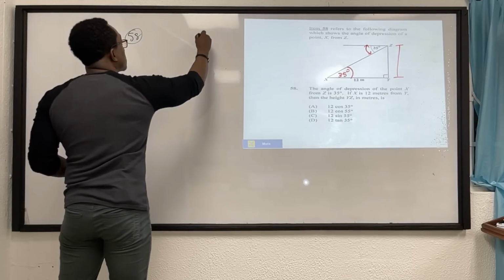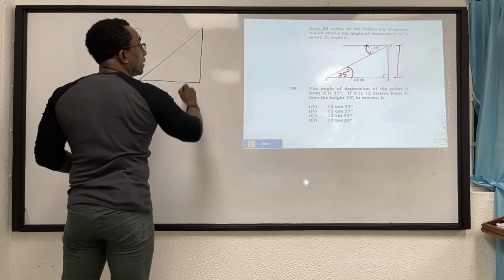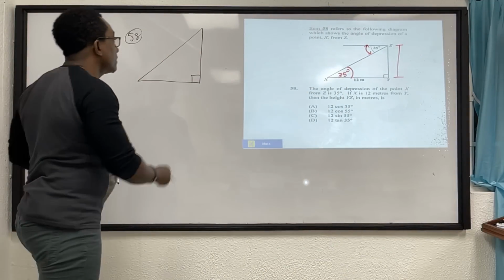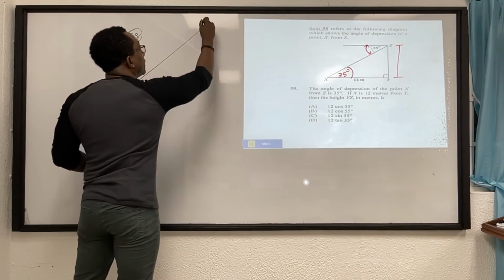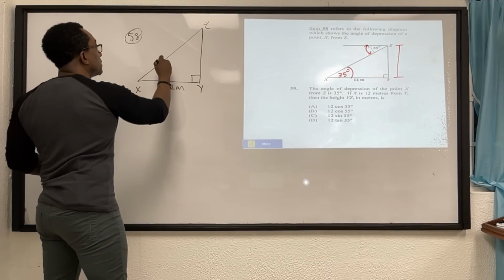So what I'm going to do is single out the right angle triangle. This vertical meets the horizontal at 90, so I have my right angle. This is X, this is Y, this is Z, this is 12 meters, this is 35 degrees.